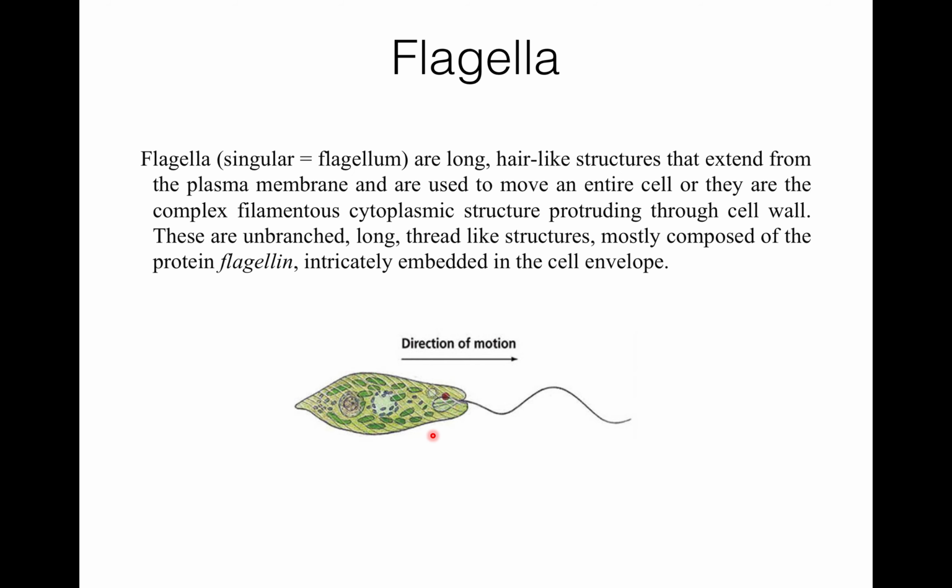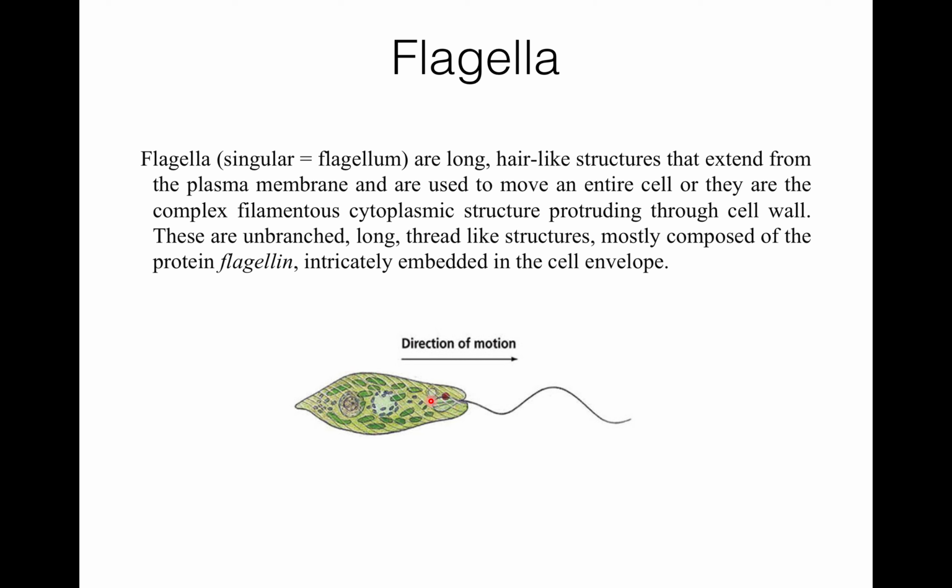What are flagella? Flagella are long, hair-like structures that extend from the plasma membrane and are used to move an entire cell. They are complex filamentous cytoplasmic structures that protrude through the cell wall. Flagella are unbranched, long, thread-like structures, mostly composed of the protein flagellin, embedded in the cell envelope. Flagella are found in all the flagellate protozoans.